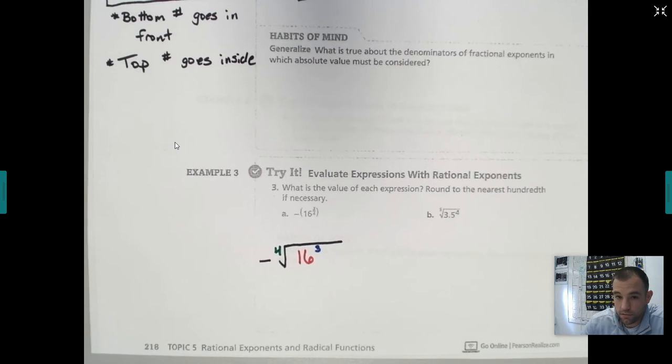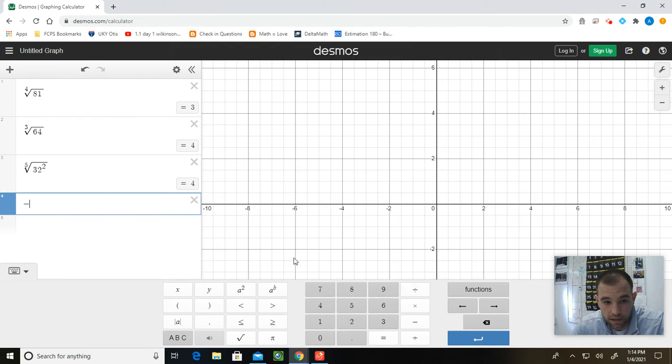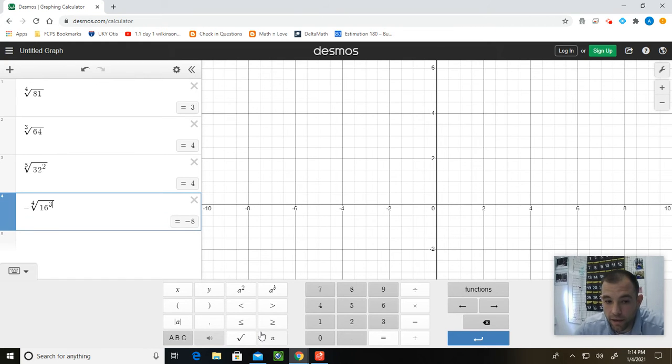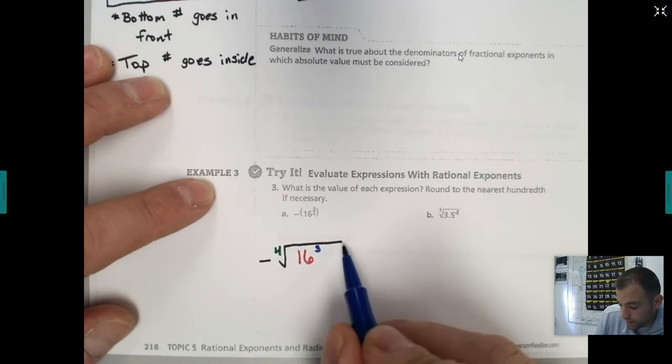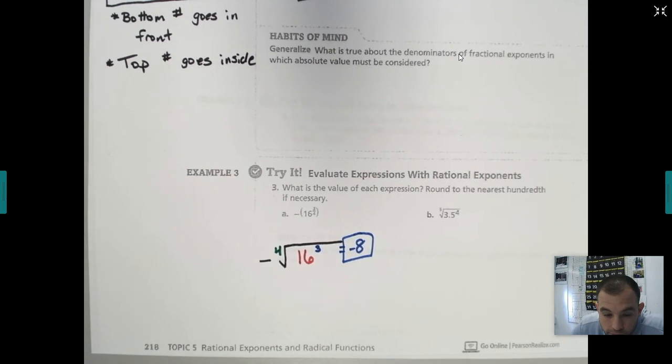We go back to Desmos and we type this in. Negative 4th root of 16 cubed. So I go back to Desmos, I type in negative 4th root of 16 raised to the 3rd. And I get an answer of negative 8. So my answer to this problem is negative 8. Dun, dun, dun, dun, dun.